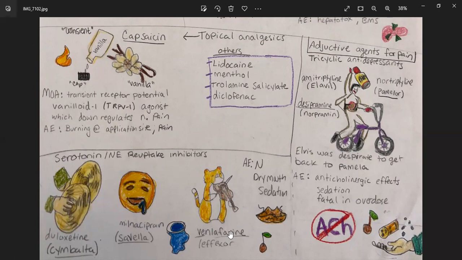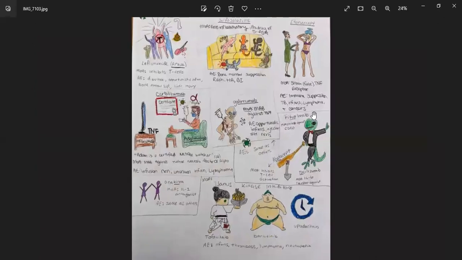So like feline, vaccine, violin, vena. It's a far stretch, but it works, I guess. Adverse effects are nausea, so this is a little vomit bag, dry mouth, and sedation.